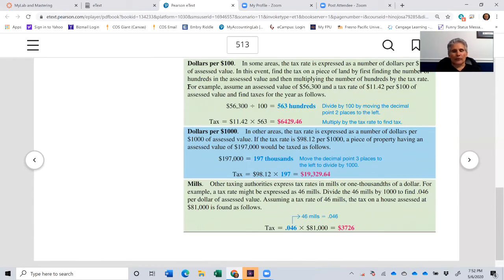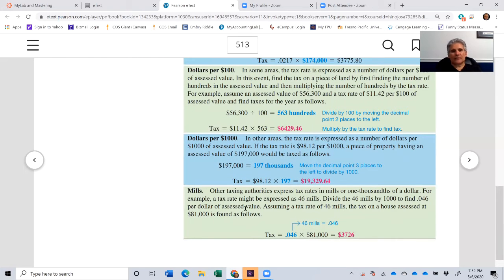And the mills is kind of a weird thing, and it makes no sense to me why people would do this, but apparently they do. They call the term mills. So if you have 46 mills, then you're going to divide 46 mills by 1,000 to find 0.046 per dollar of assessed valuation. Assume a tax rate of 46 mills. You'll take the 46 divided by 1,000, so it really just means a 0.046.